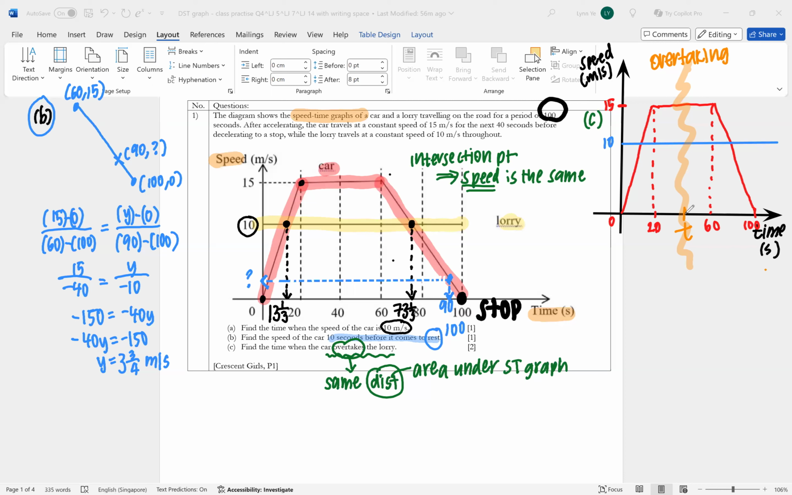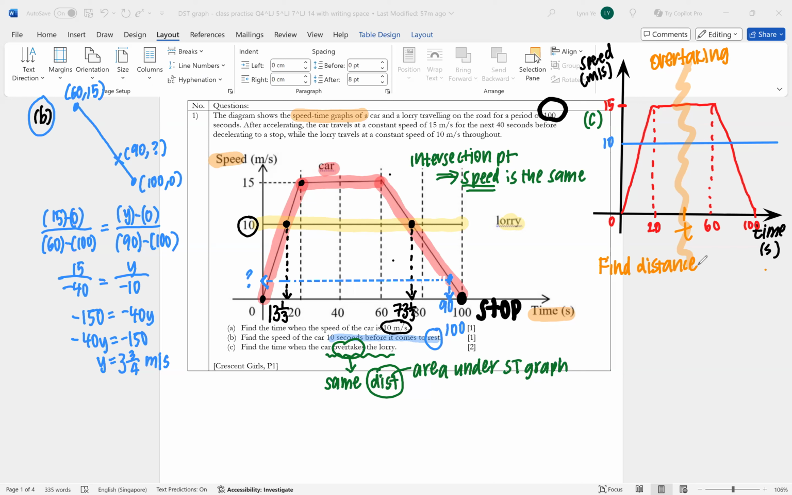So right now, the overtaking happens here. And we know what overtaking is. Overtaking is when what? Just now we just learned. Overtaking means distance is the same. It means that I need to go and find the distance, right? So how am I going to find the distance? Let's go and find the distance of the car first.